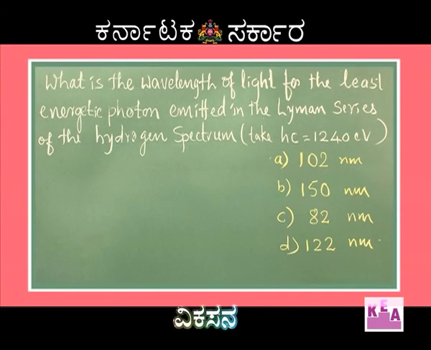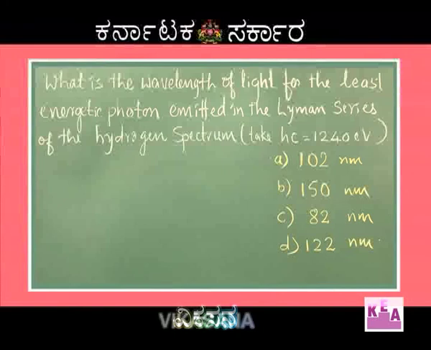The next question is, what is the wavelength of light for the least energetic photon emitted in the Lyman series of the hydrogen spectrum? You should take hc equal to 1240 electron volt. And look at the options here. First is 102 nanometer, 150 nanometer, 82 nanometer, 122 nanometer.